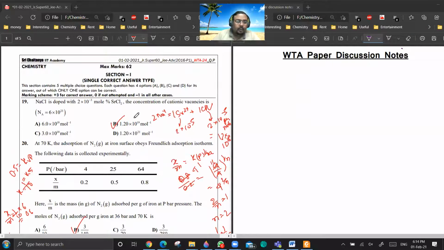Starting with question number 19 and 20. Are there any doubts? I think 19 type of question we have discussed in the doubts also. I have given that 2Na+ is equal to 1 Sr2+ plus 1 cationic vacancy. So the number of cationic vacancies is equal to the number of Sr2+ ions. Sr2+ concentration is given, you can find it out. Is 20th a doubt? Everyone is clear with 20th.